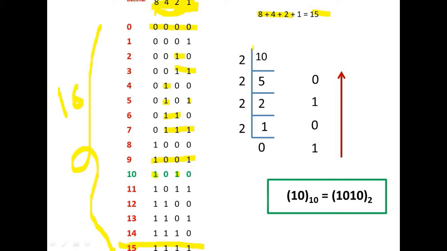Here we've taken an example: if you want to convert 10 into a binary number, earlier we covered the division method. With the help of division we found 1, 0, 1, 0. But if we use the 1, 2, 4, 8 method or sum of weights method, we can directly write the binary number of 10, 1, 0, 1, 0, without using the division method.